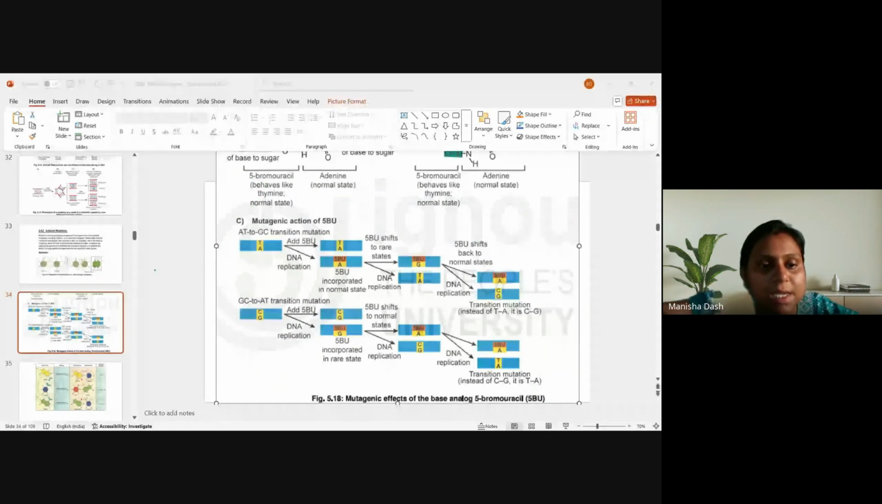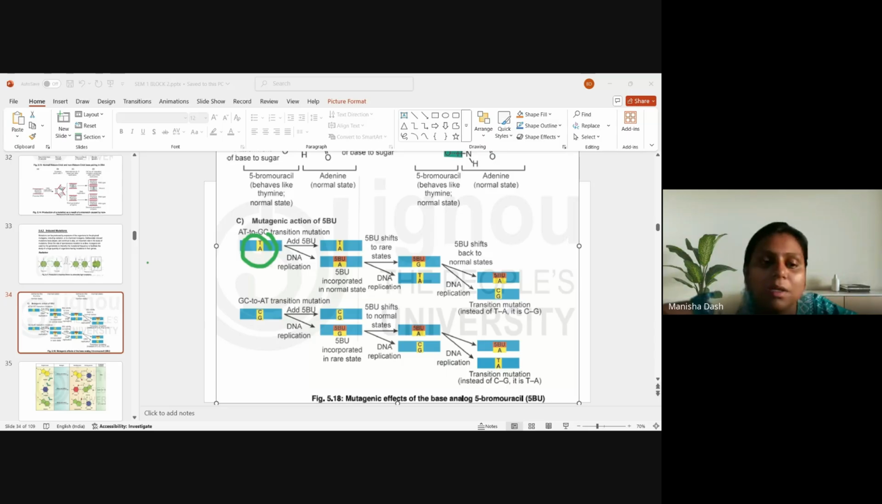So here, see, this is a normal DNA sequence. So what is the base pair here? The T has correctly paired with adenine. So now if you are adding 5-bromouracil in the environment and the replication is occurring, both the strands will be separated during the DNA replication.